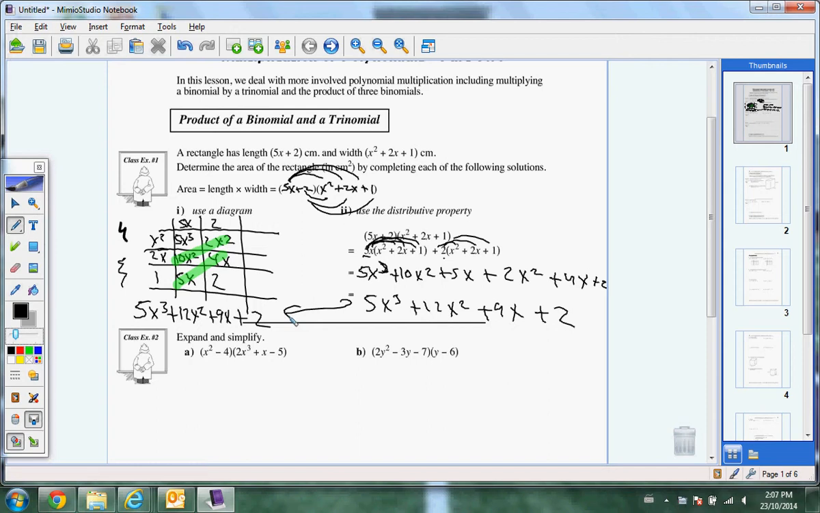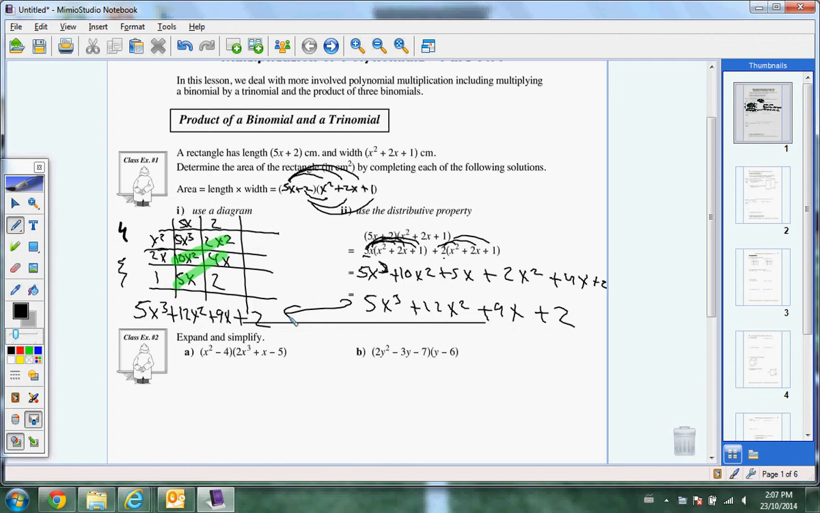For me, most of the time I'm not going to use a diagram. Okay, if you like the diagram, you can use it. Go for it. I prefer distributive property or foiling. Okay, but if you have a question about a diagram or anything, I'd be happy to answer them. Okay, any questions before we try a couple here?